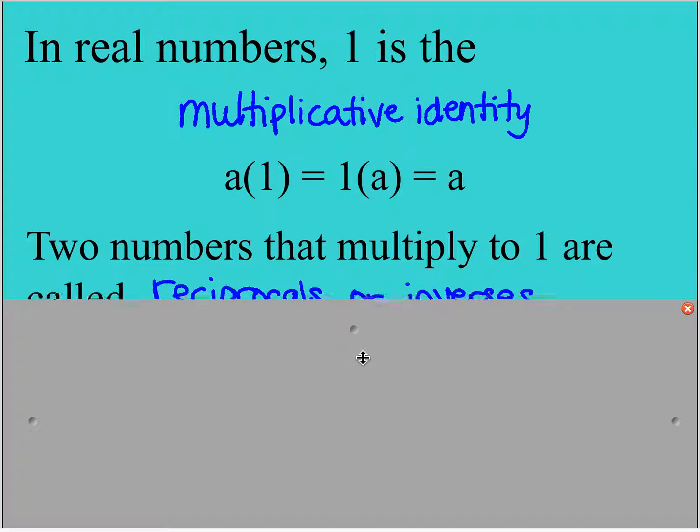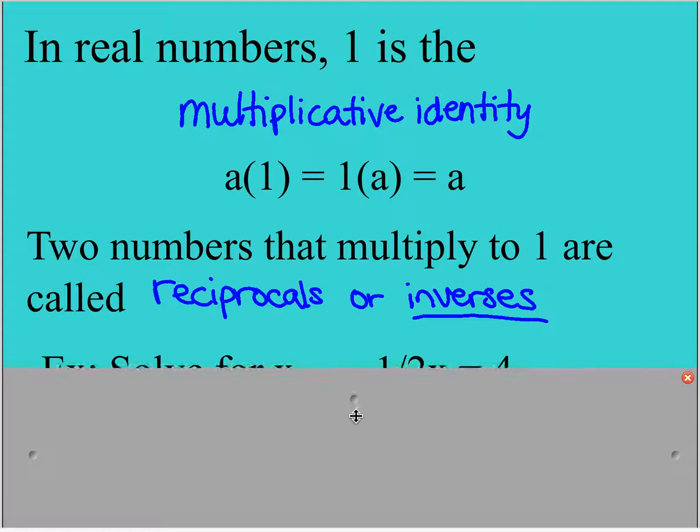Two numbers that multiply to 1 are called reciprocals or inverses. And so we're going to start using the word inverse with matrices. As an example, I want you to solve this equation, 1/2 x equals 4, but I want you to solve it without using division, because we're multiplying x by 1/2, and with matrices, in order to get a matrix by itself, we can't divide. You learned addition, subtraction, and multiplication, but there isn't division. So I want you to solve for x using multiplication and not division.